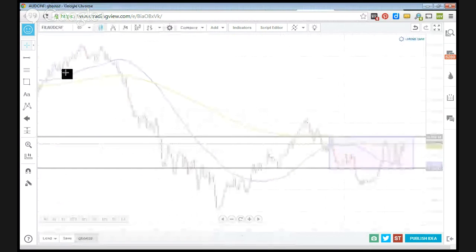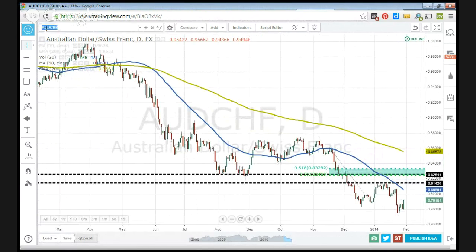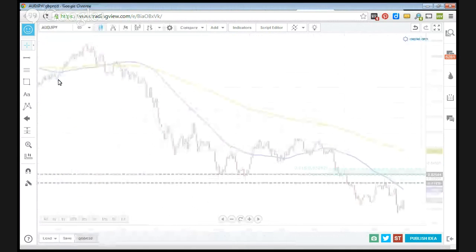Aussie Swiss. Yeah, still need more of a pullback here as well. Aussie Yen.